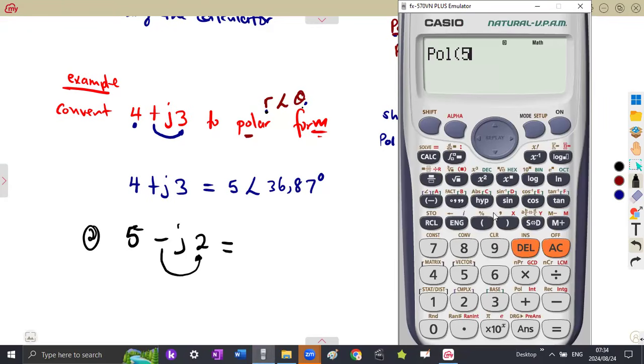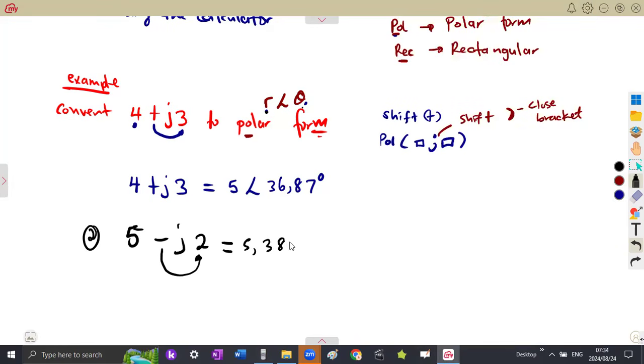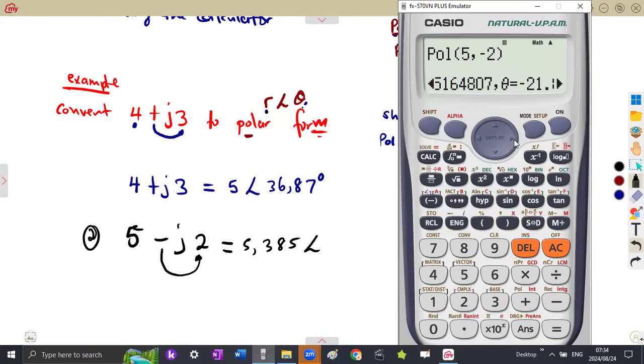So it is going to be what? Shift close bracket. You access now, you can press the minus 2, the sign, minus 2. Then close everything. This is equal to what? It gives you the R and the theta. So R is what? To 3 decimal places, 5.385.